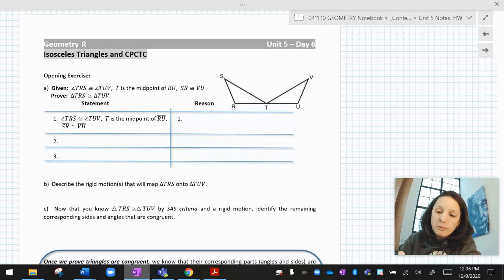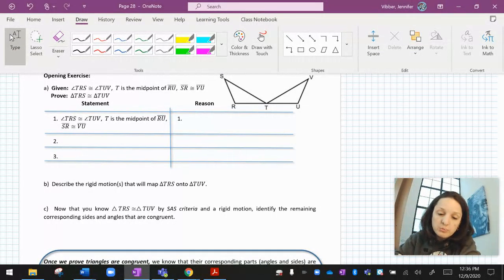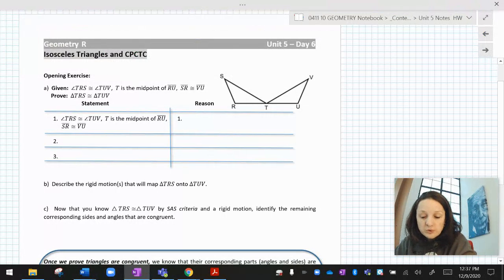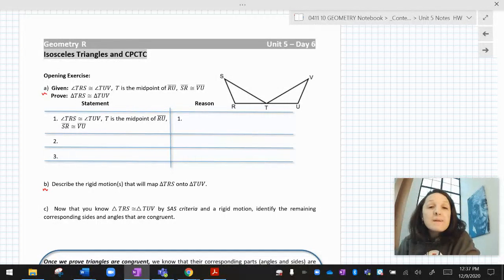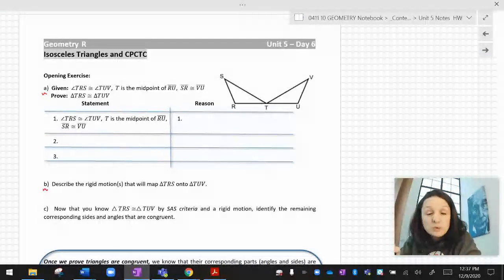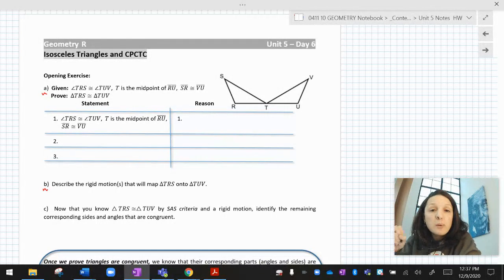In this opening exercise, you should be able to prove these triangles congruent. I want you to do A and B by yourself and then look back up and see if you got the same answers I did. So I am going to stay quiet, do this myself, and then you look up and see if you got it right. Go.